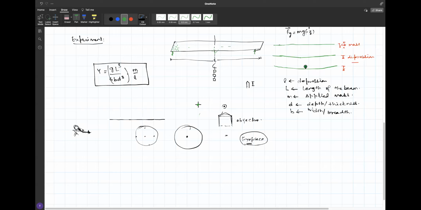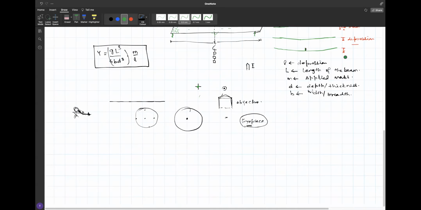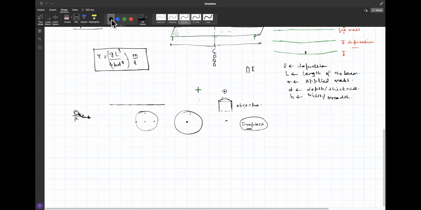But then we need to see this depression, and we are trying to see it by focusing on a tip. To see the tip, we need a microscope, and we bring the tip to the center of the crosshair and then we try to see the depression. Okay, that's how we do it. And then you can change the masses. So basically, you know how you're changing the masses. That is something you put in.